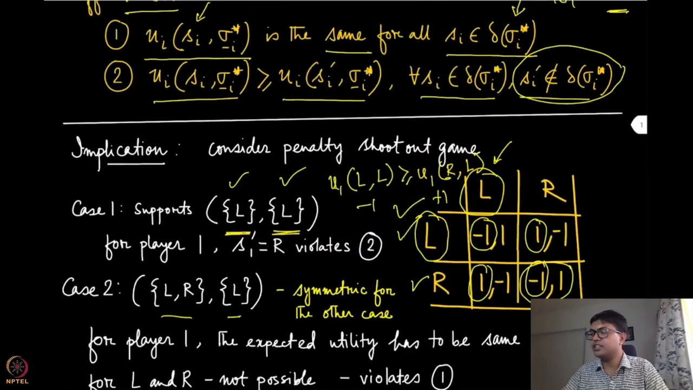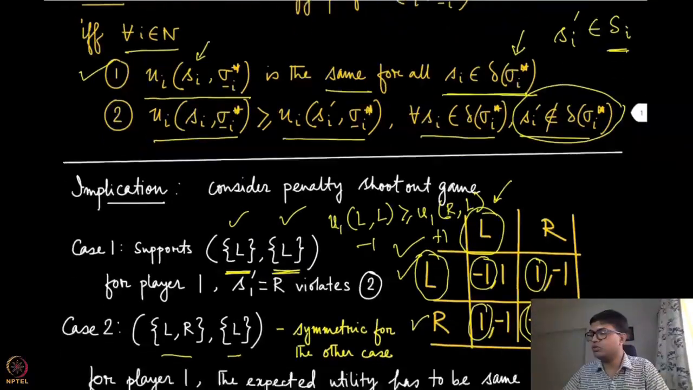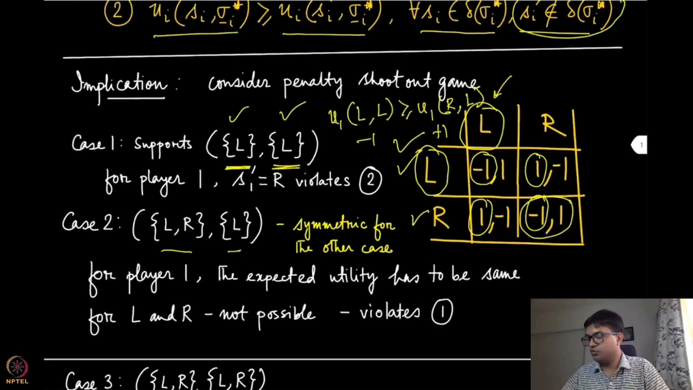There is another condition, condition 1, which says that for all the strategies in the support, the utility of this player must be the same. Again, sigma minus i star in this case is just L, just one strategy. Therefore, in order to satisfy condition 1, this number should be equal to this one, which it is not. So it is definitely violating the first condition. So even this case cannot be a valid support profile for a mixed strategy Nash equilibrium.